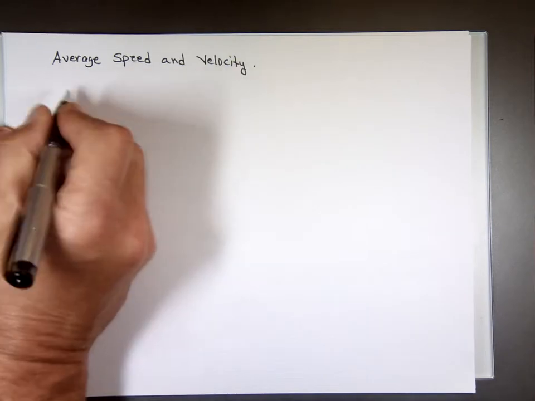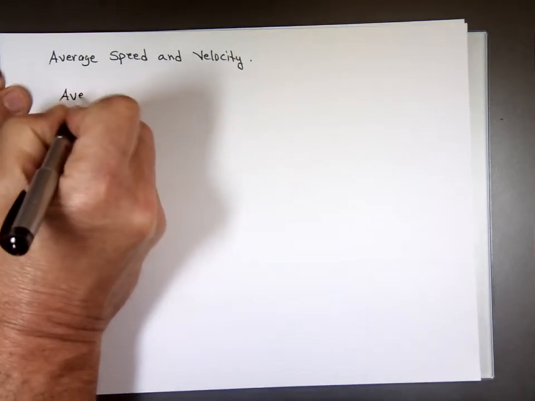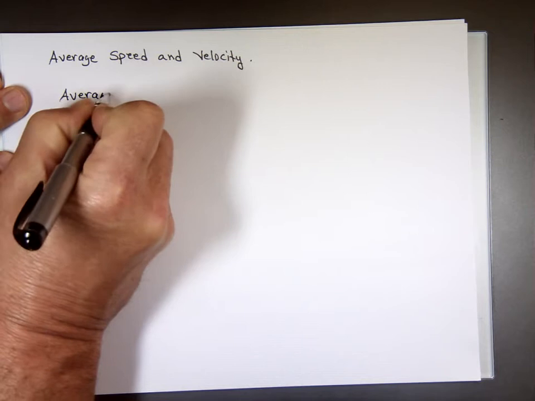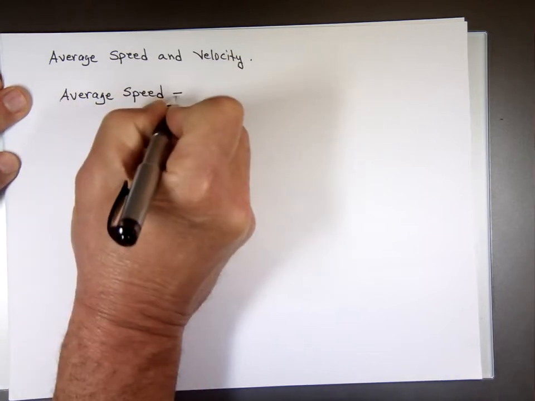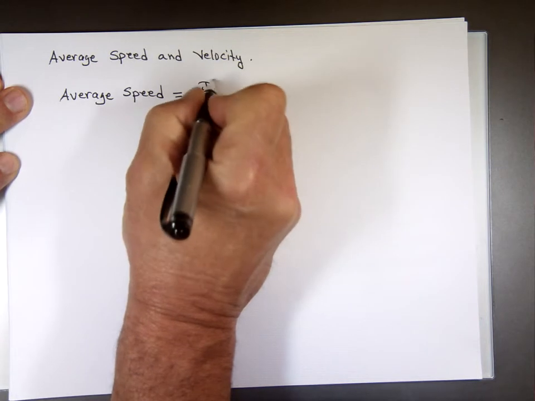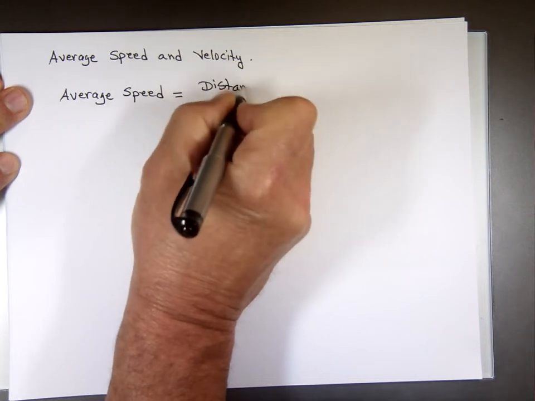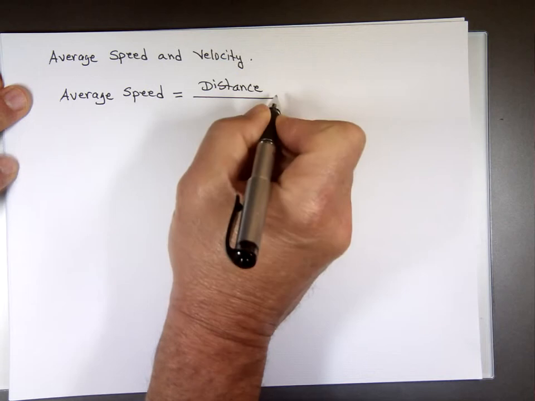So how do you find the average speed? It's defined as the distance traveled divided by the time it took.